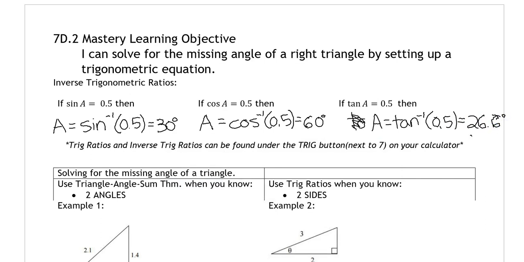Again, those inverse trig ratios are in exactly the same place. If you have a different calculator, you usually have to hit second and then the sine to get inverse sine or whatever. It's right above where your trig ratios are.